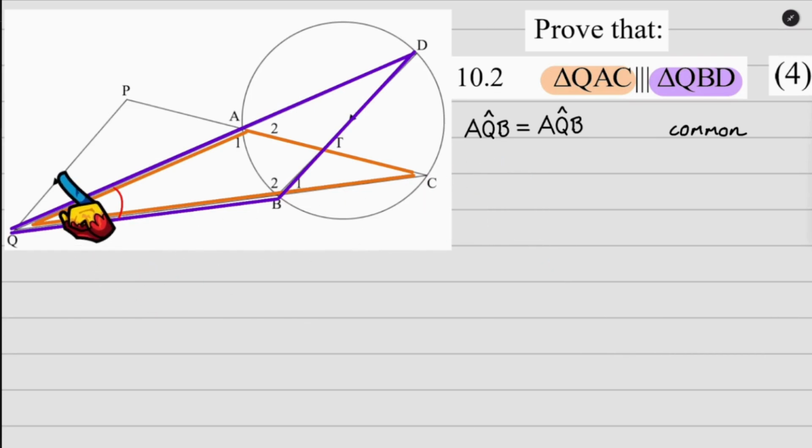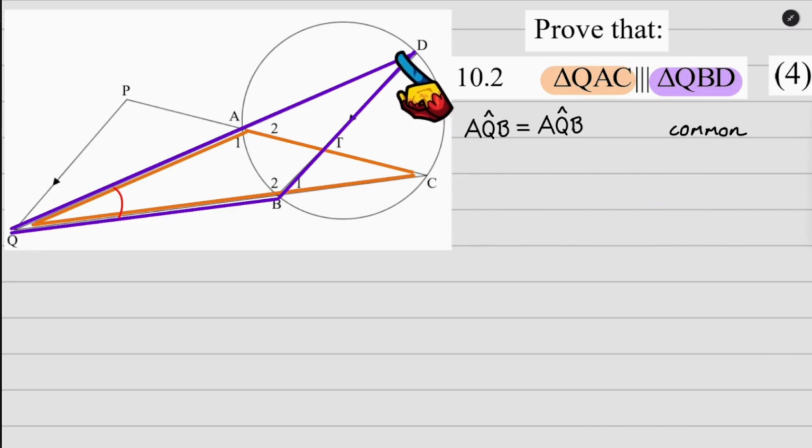There's quite a few angles at Q. There's this angle here, there's this angle here, and then there's the whole of Q. So I've got to be very specific as to which angle I'm talking about. So I just say AQB. I follow the 3 letters around that angle. And I say AQB equals AQB because it's a common angle. Now we need to find another angle that's the same in both of these triangles.